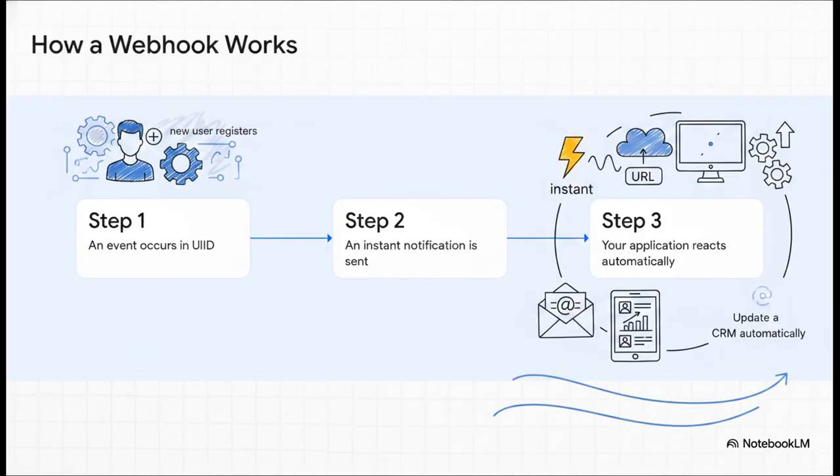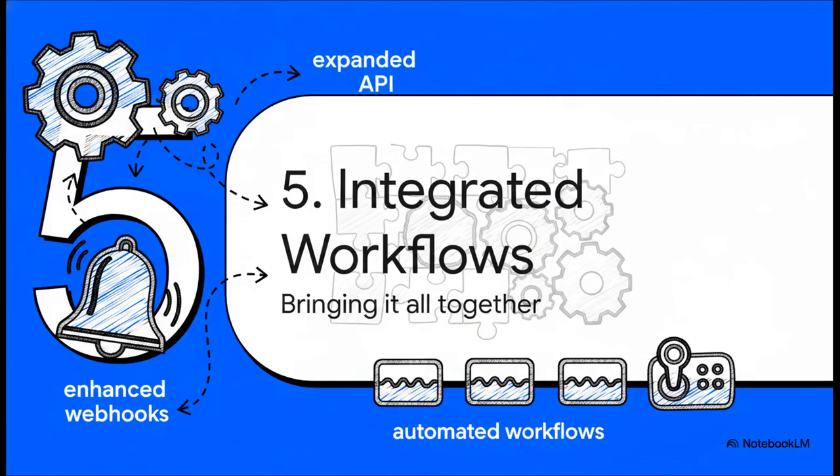And here's how that flow works. It's super simple. First, some event happens inside UIID. Let's say a new user registers. Second, boom, UIID sends an instant notification out to a URL that you've already set up. And third, your app gets that notification and can react automatically. Maybe it fires off a welcome email or updates a record in your CRM. It's totally seamless. Okay, so now let's bring these two things together, because this is where the magic happens. The expanded API and the enhanced webhooks aren't just two separate tools. They're designed to work in concert to help you create these truly integrated, automated, and completely controllable workflows.